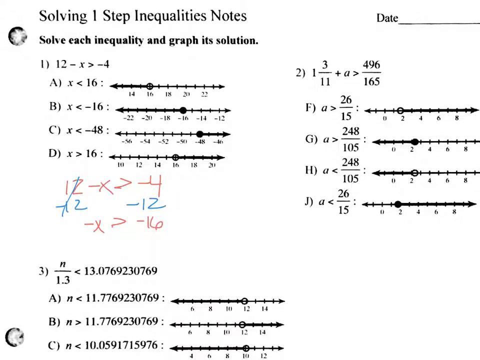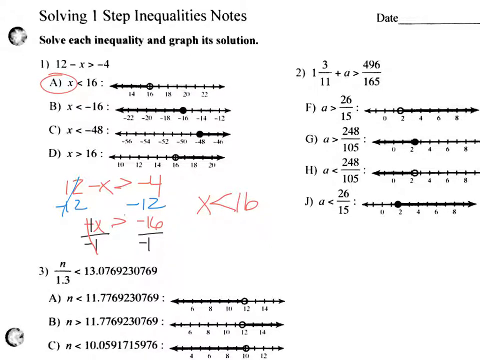Now, even though it's not written, I have to remember there's a negative 1 in front of that x. So how do I get rid of that negative 1? Well, I have to divide. Now I'm referring to the rule: anytime I multiply or divide by a negative, I've got to flip my inequality symbol. So those are going to cancel. It's going to leave x, but now my symbol flips and becomes x is less than 16, which would be choice A.